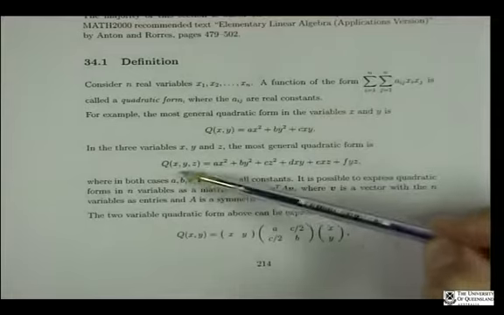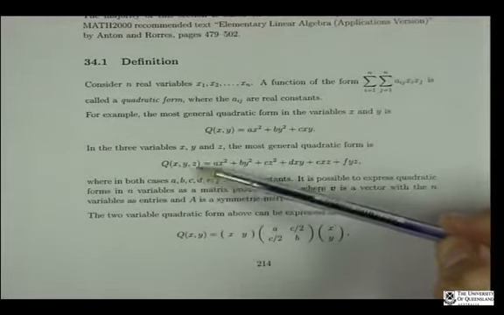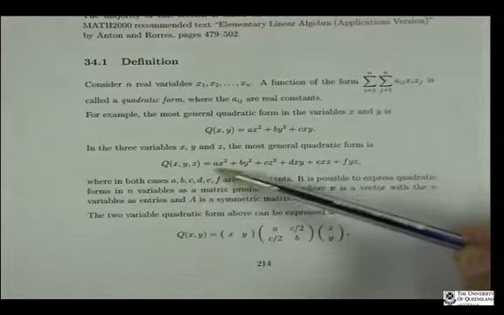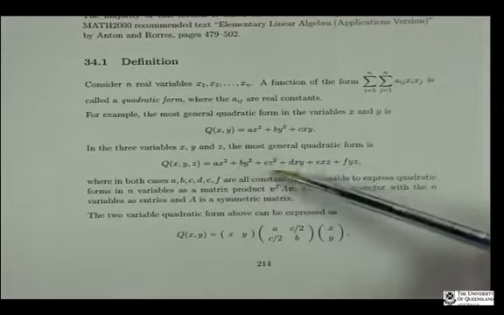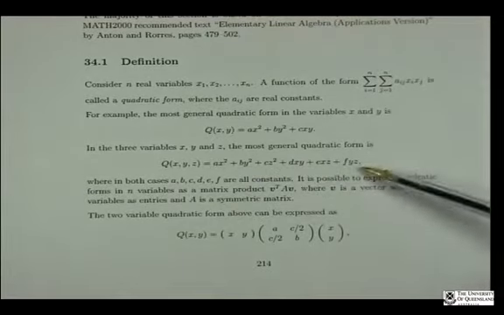So if we have the 3 variables x, y, and z, we get the 3 squared terms, right? So ax squared plus by squared plus cz squared, and then we get these 3 cross terms: the xy, the xz, and the yz.